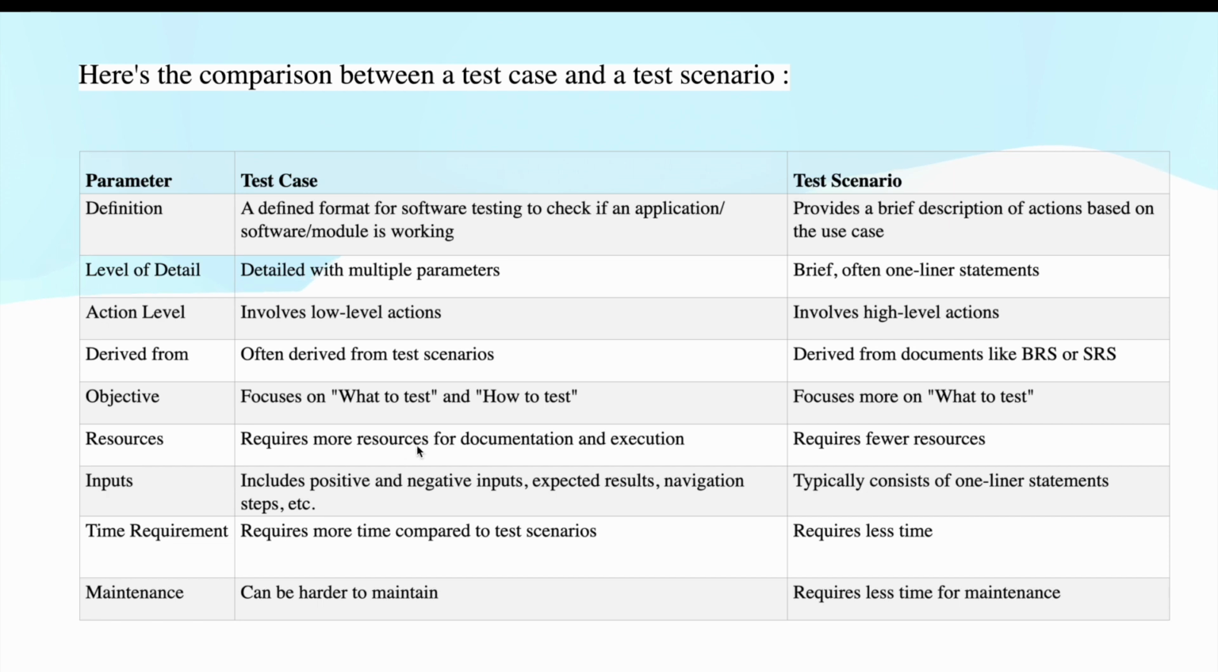Here we will be creating test cases, then after, if there is any bug, we will create a defect for the defect report. So the documentation will be more here. Input includes positive and negative inputs, expected result, navigation steps, etc. Scenarios typically consist of one-liner statements. Test cases require more time compared to the test scenario, which requires less time. Here it takes more time because we will be writing the test cases on the basis of the test scenario.